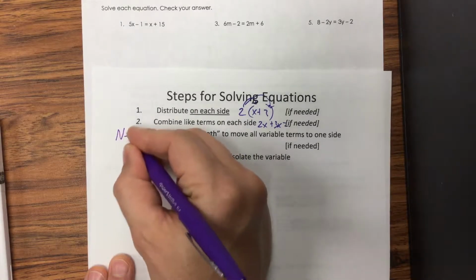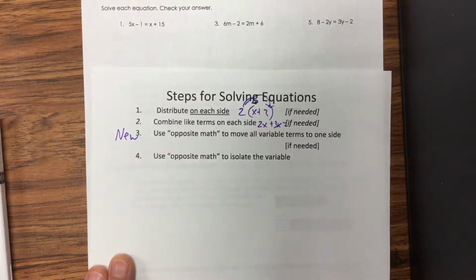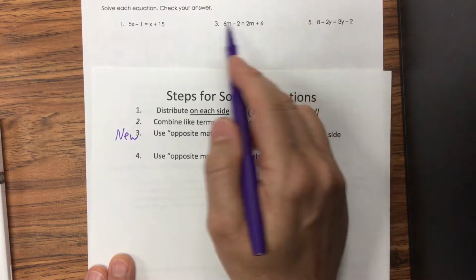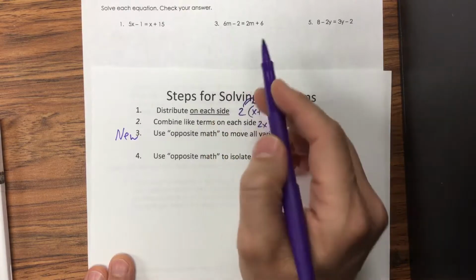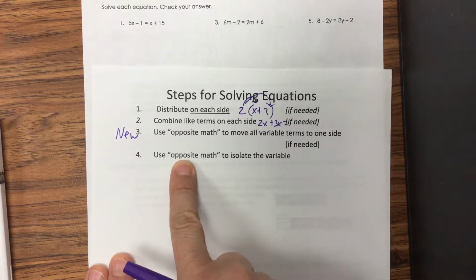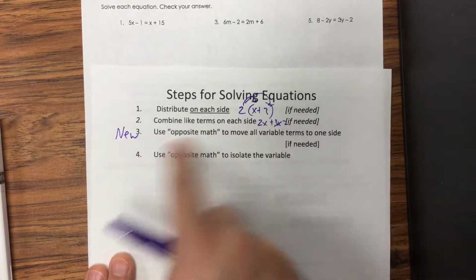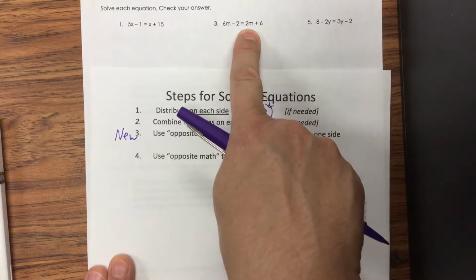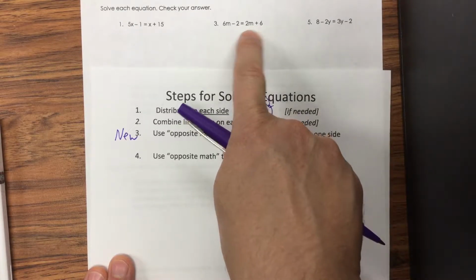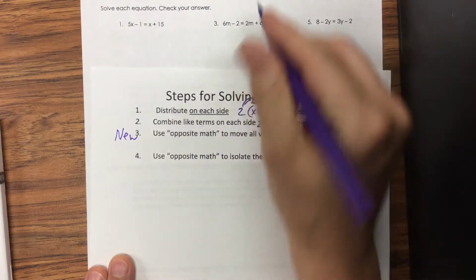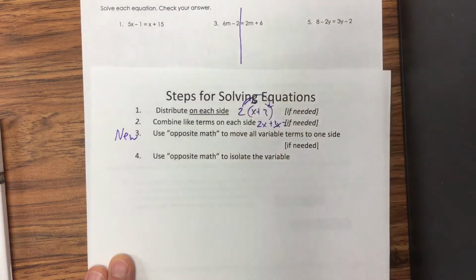This is the new step. In this problem, if you take a look, you have a variable on each side. The m's are not all together on one side. So the step we need to do, it's the same as what we did before when we were just kicking the people out and moving them to the other side. We're using the opposite math, the inverse operations, to move one of these terms over, and then we can combine the terms once they're on the same side of the equal sign wall.